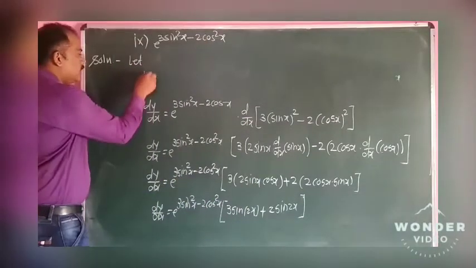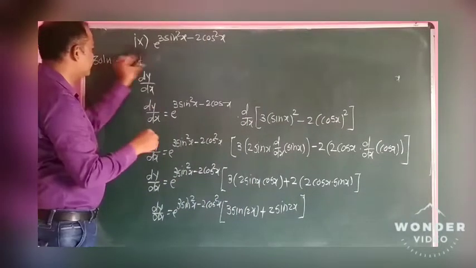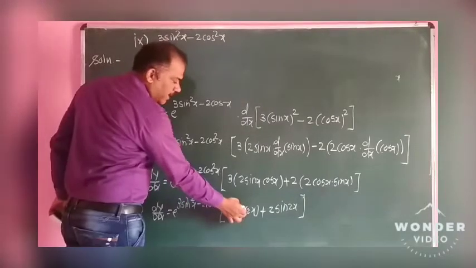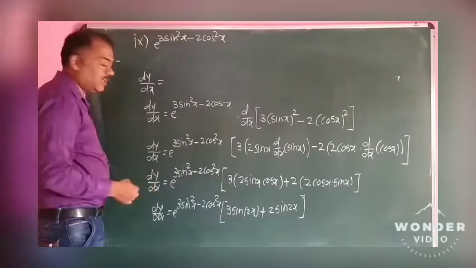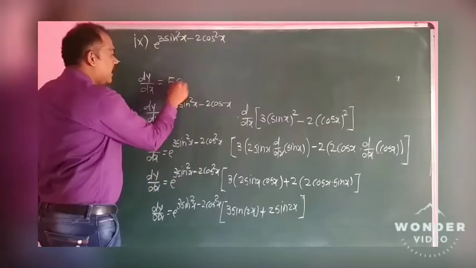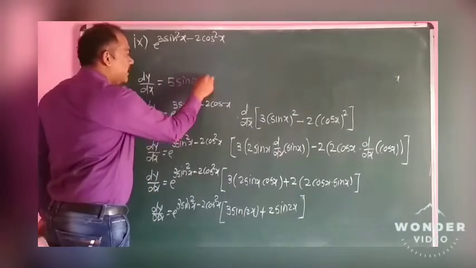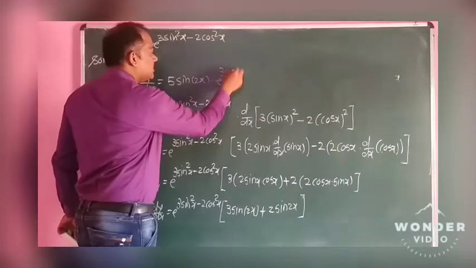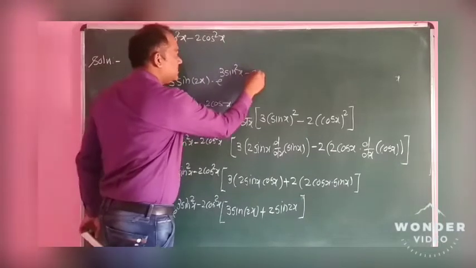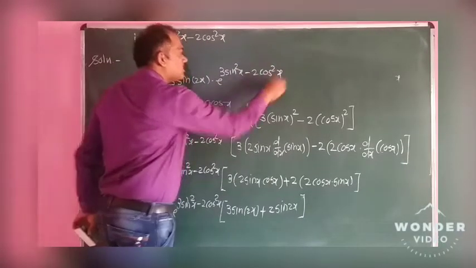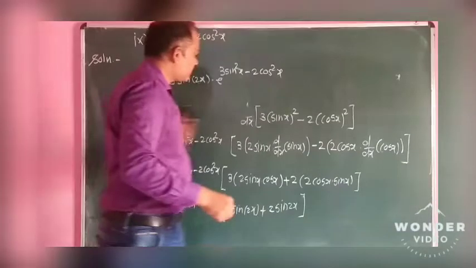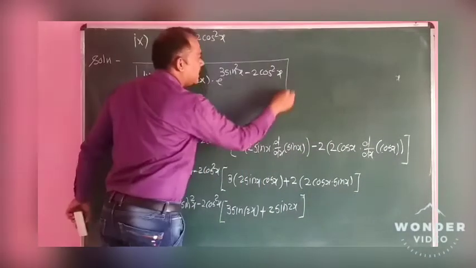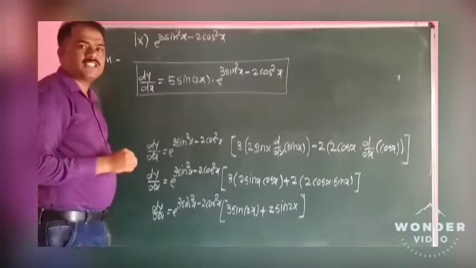Okay, 3 times sin 2x plus 2 times sin 2x is nothing but 5 times sin 2x, that is dy by dx is equal to, what do we write? 3 times sin 2x plus 2 times sin 2x is totally 5 times sin of 2x into e raised to 3 times sin square x minus 2 times cos square x. Okay, this is the required answer. We can discuss the next example.